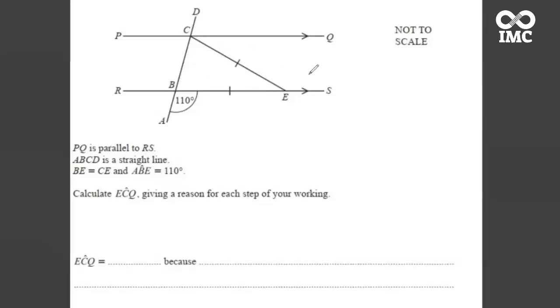PQ is parallel to RS. ABCD is a straight line. AB equals AC, because this information has been given already. And angle ABC equals 110. So if angle ABC is 110, then we can say this one must be 180 minus 110. So this one must be 70.